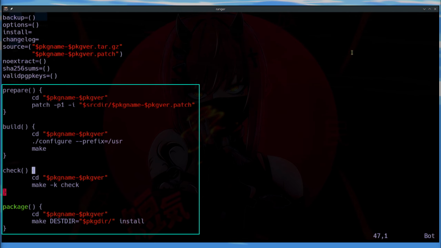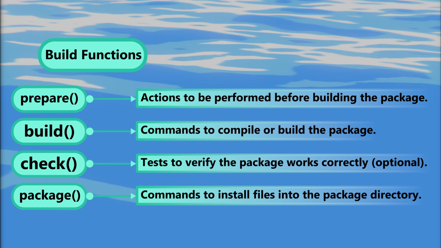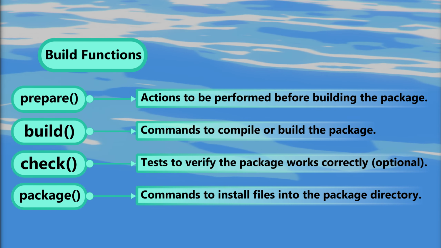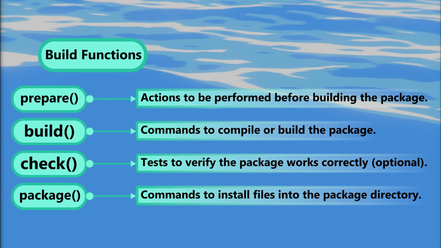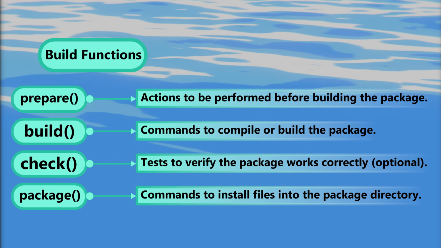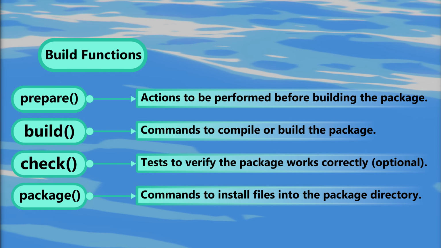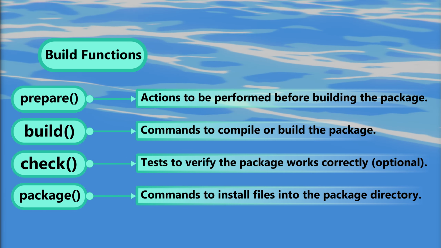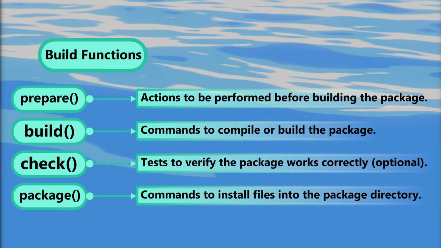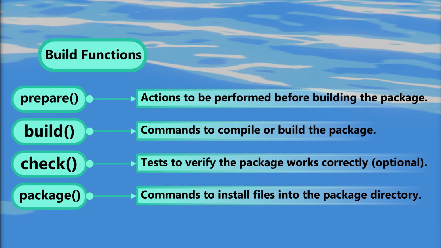Last section is our build functions. The prepare function is typically used to prepare the source code for building by applying patches, configuring build options, or performing other setup tasks. The build function is used to compile the source code and perform any other necessary build tasks required to generate the package. The check function is totally optional and it is used to verify whether the package works or not. The package function will perform the commands to install files into the package directory.